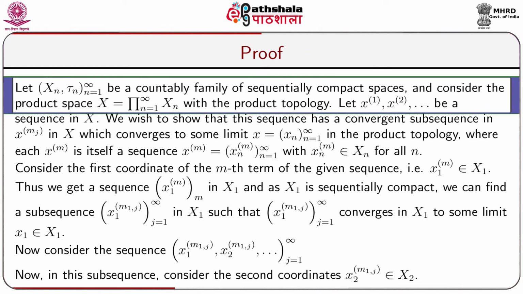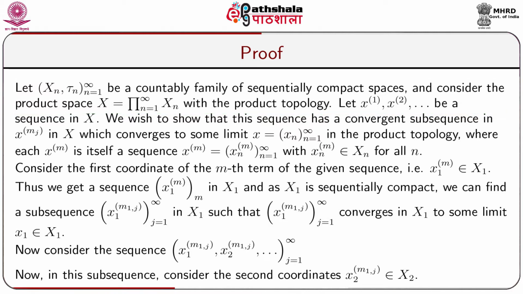Let {X_n, tau_n} be a countable family of sequentially compact spaces and consider the product space, product of X_n, n equal to 1 to infinity, with the product topology. Let x_1, x_2, ... be a sequence in X. Here x_1, x_2 all are points of X. That means x_1 is a tuple (x_alpha), alpha belongs to Gamma. Similarly, x_2 is also a tuple such that x_2 is equal to (y_alpha), alpha belongs to Gamma.